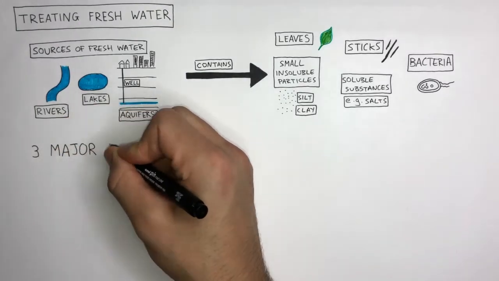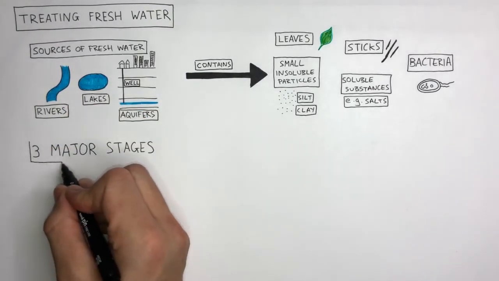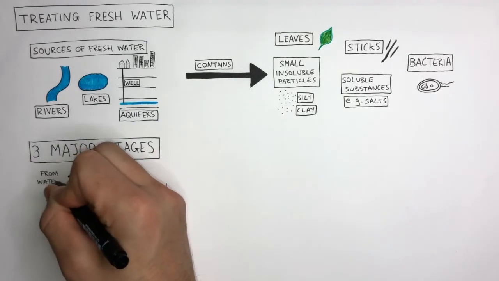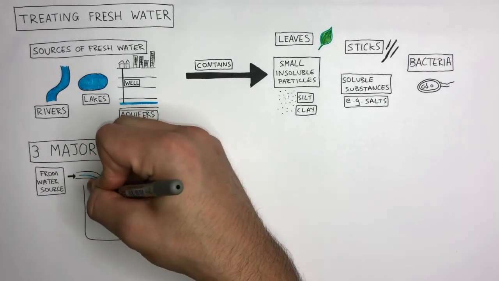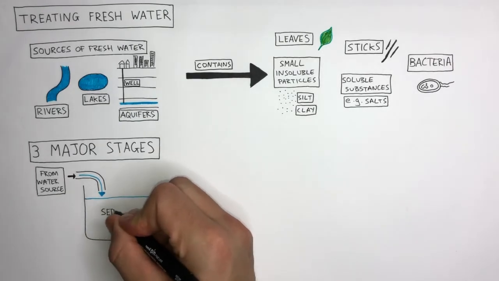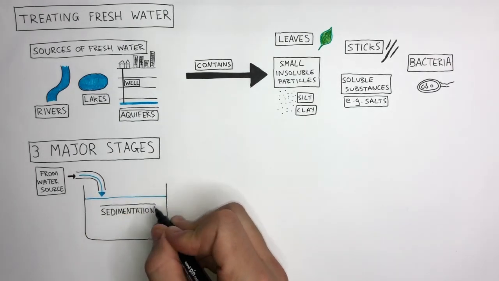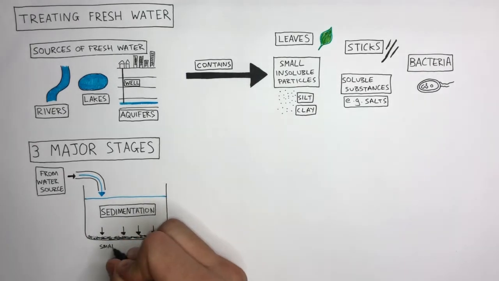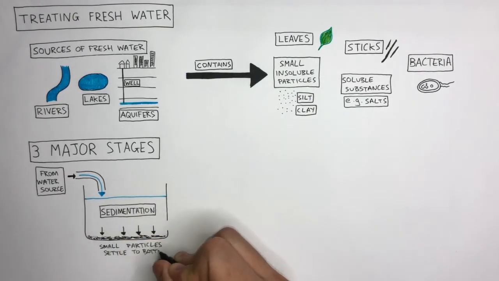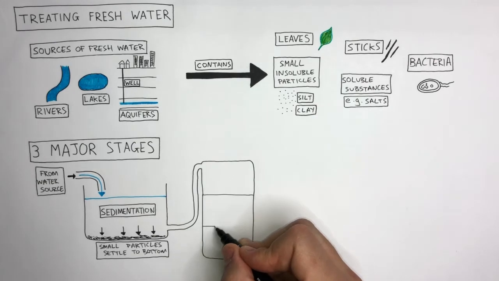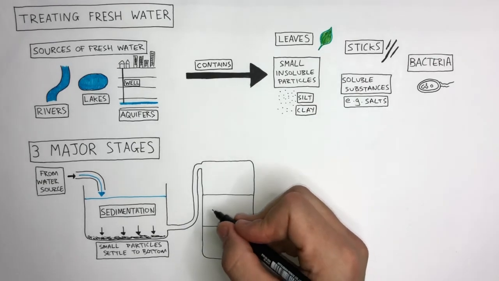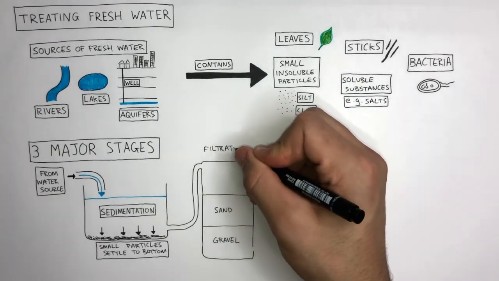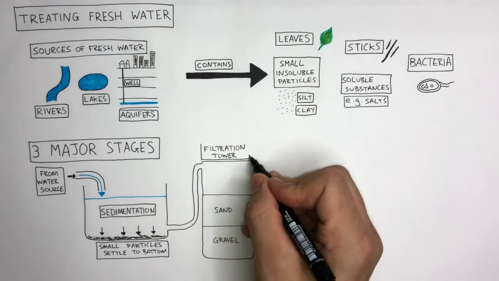So there are three major stages to treating freshwater to get rid of these impurities. So this tank is linked from the water source where fresh water flows in. In this tank, sedimentation takes place. The water is stationary, it is not moving. This allows small particles to settle to the bottom. The water then flows into the filtration tower, which contains water at the top, then sand, and then gravel. So this is known as the filtration tower, where filtration takes place.